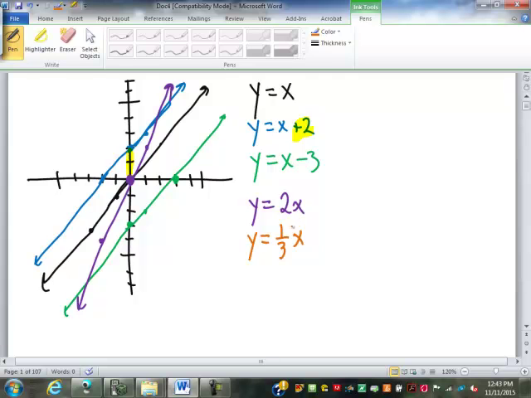So let's see what happens. If x is 0, what's y? What's 1/3 times 0? Still 0. If x is 3, what's 1/3 times 3? 1. So x is 3, y is 1. So you can see there that one does get shallower.